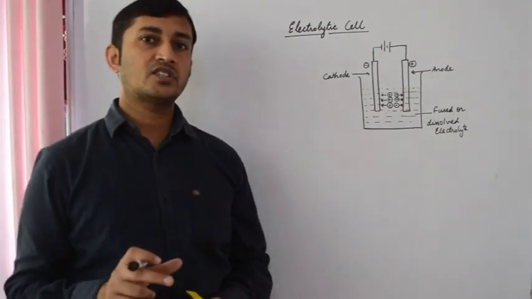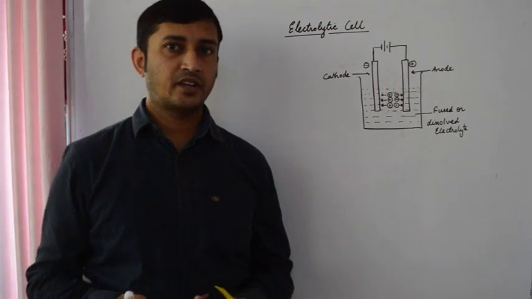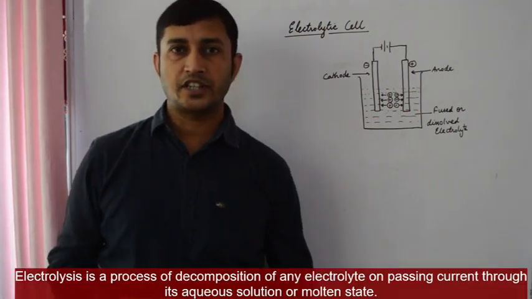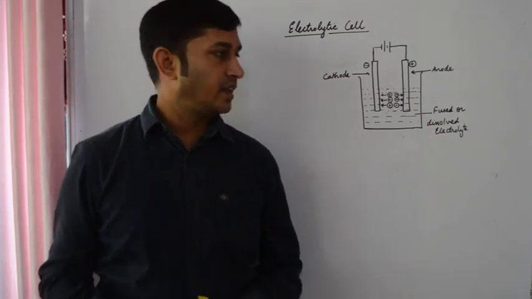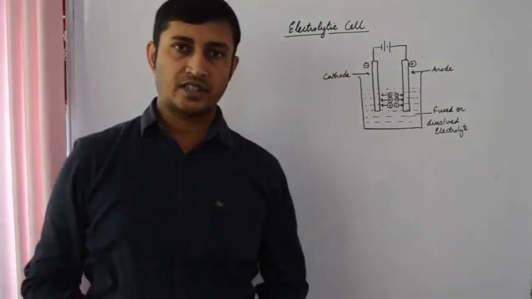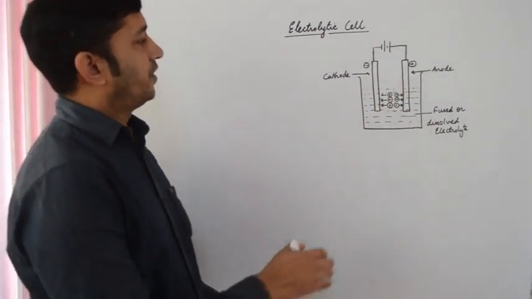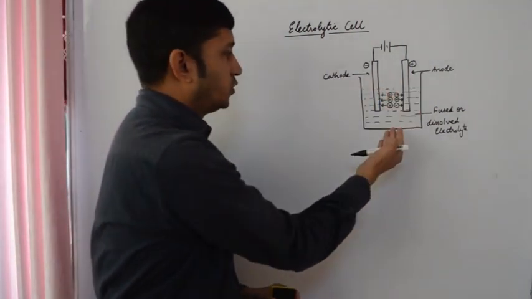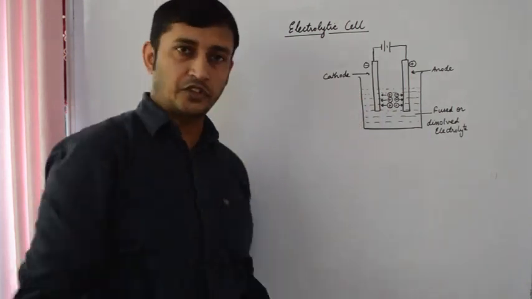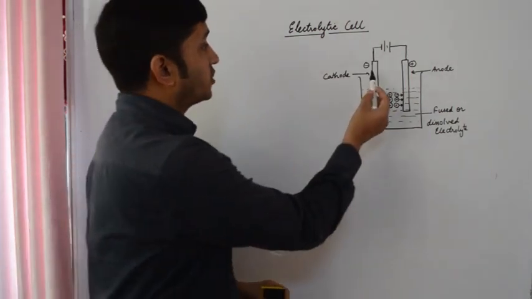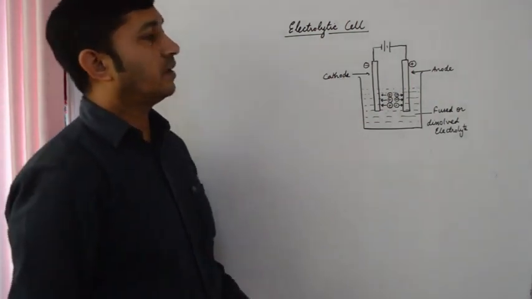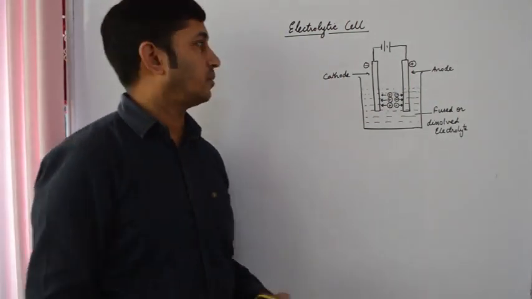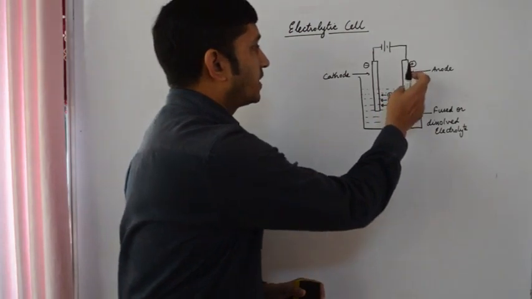The process of decomposition of any electrolyte on passing current through its aqueous solution or molten state is known as electrolysis. Here we see a simple example of electrolysis. During electrolysis, we dip two electrodes into an electrolytic solution. The electrode connected to the negative terminal of the external battery is known as the cathode, and the one connected to the positive terminal of the battery is known as the anode.